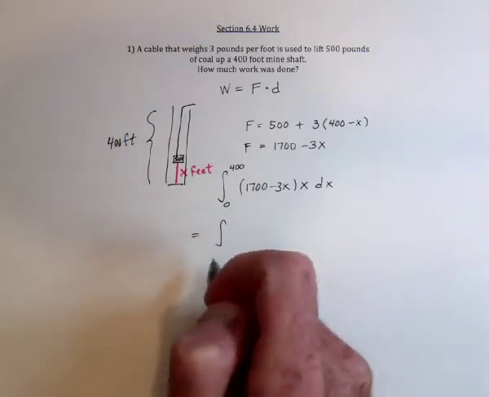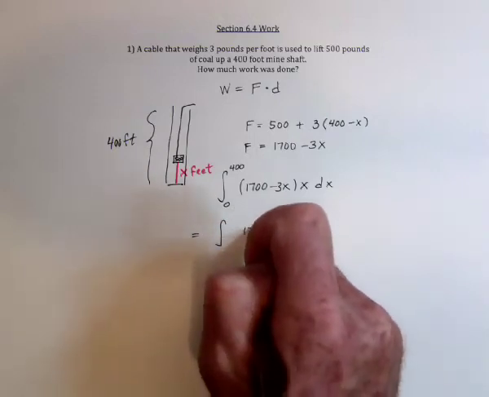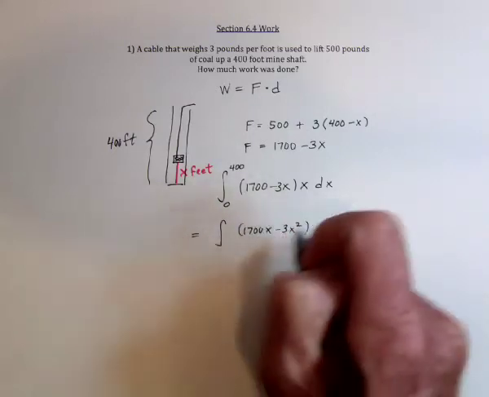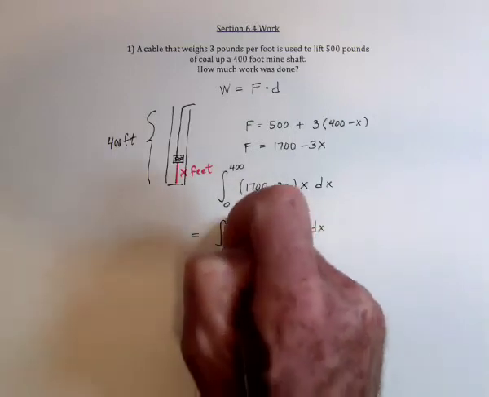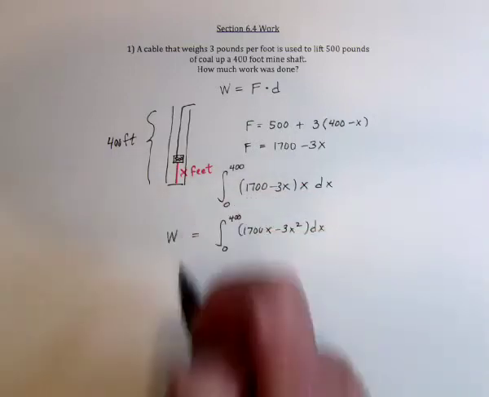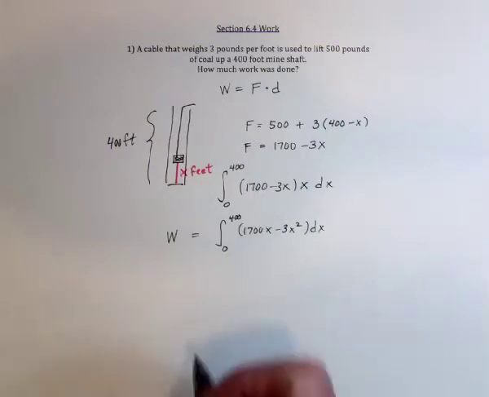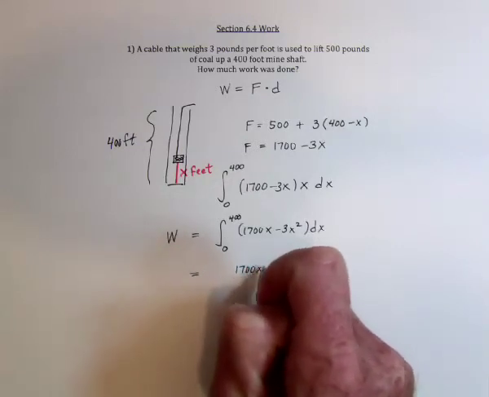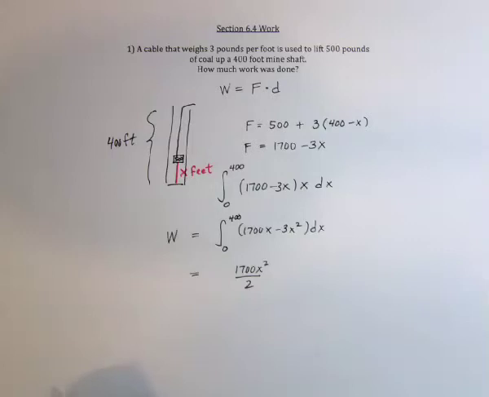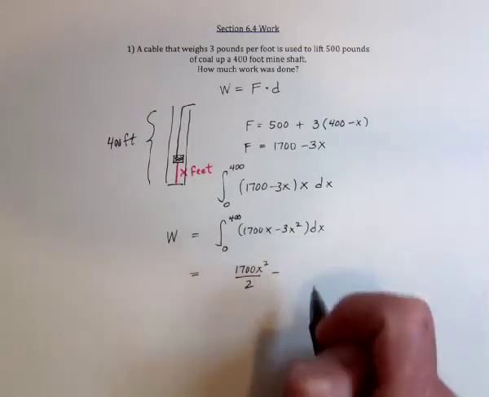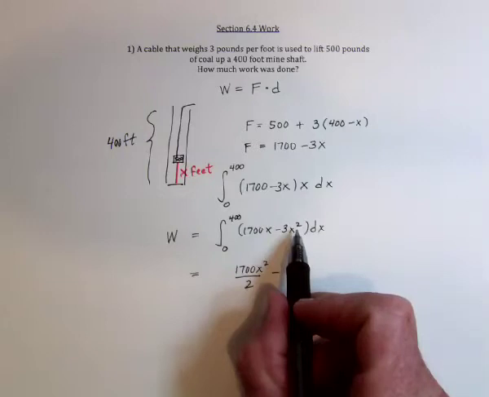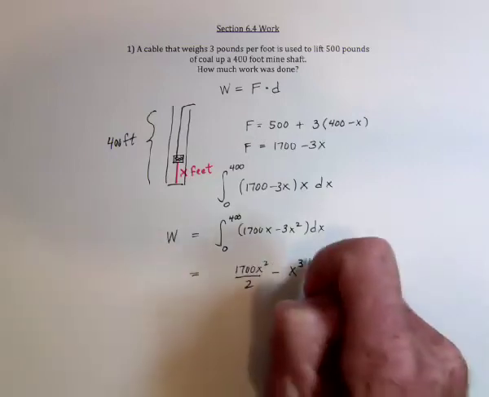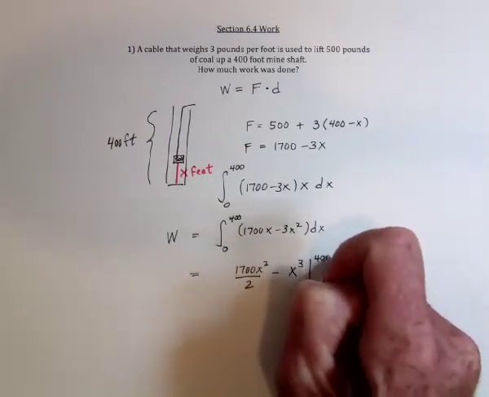So I suppose I should do some algebra. It's going to be 1,700x minus 3x squared that we'll be integrating. And then to get a little fancier, I can even label it as W for work. So the antiderivative is going to be 1,700x squared over 2, or 850x squared, minus, and this would become x to the 3 over 3, canceling that 3. So it's just x cubed. And then all of that's evaluated from 0 to 400.